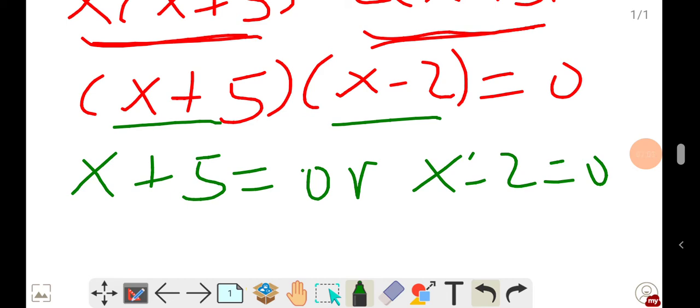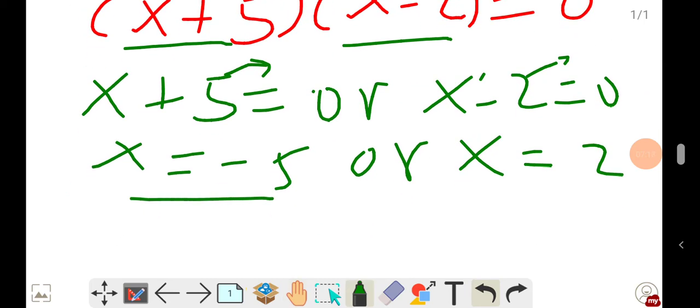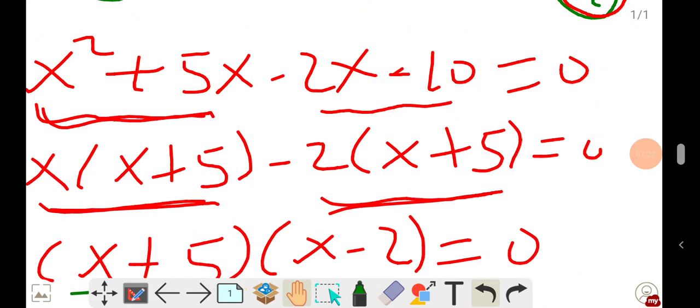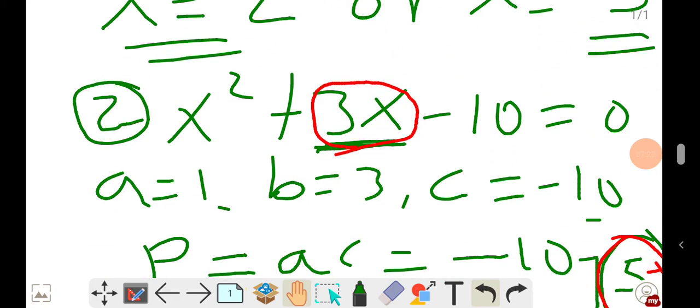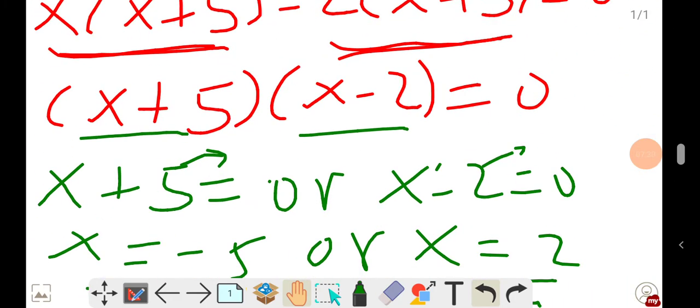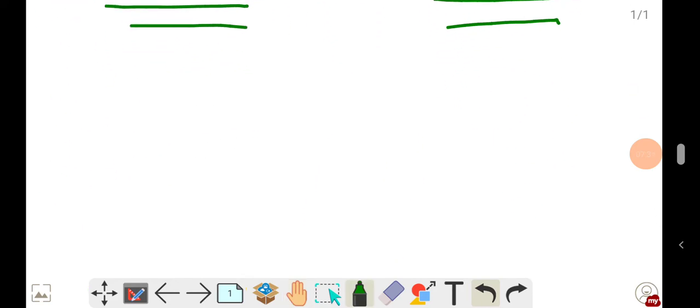That means x is equal to negative 5 or x is equal to 2, because when you shift this to the other side, the positive becomes negative and the negative becomes positive. The two answers have to be the same as the answer of the formula. We can cross check negative 5 and 2 in the formula also. The final answer was 2 and negative 5, the same result. Okay, now we have one last method left, the third one.